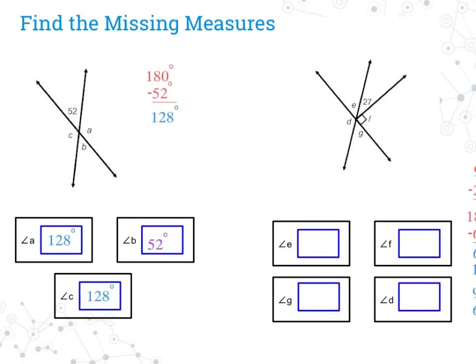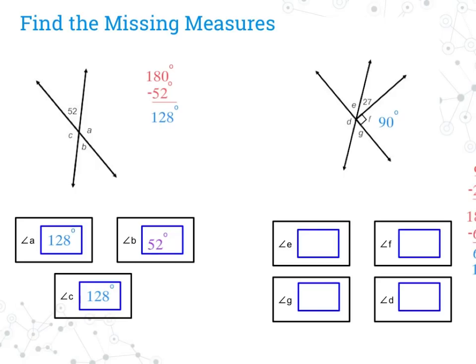Let's take a look at the one to the right. On the one on the right, the only thing they gave us was 27 degrees, and they're missing 4 different angles, so we've got to figure out what is missing. I'm going to start with angle F, because angle F has a right angle marker. So I know right away that that one is worth 90 degrees.